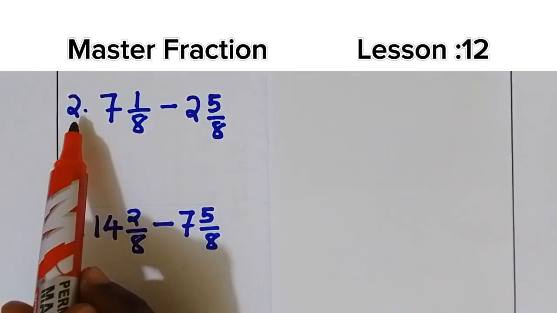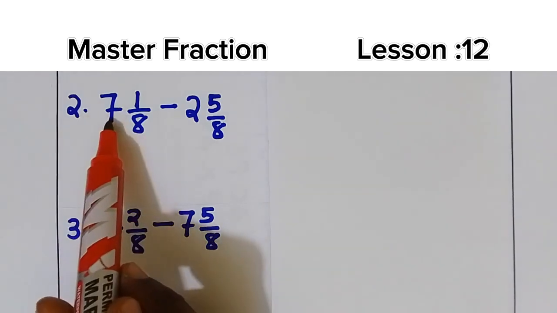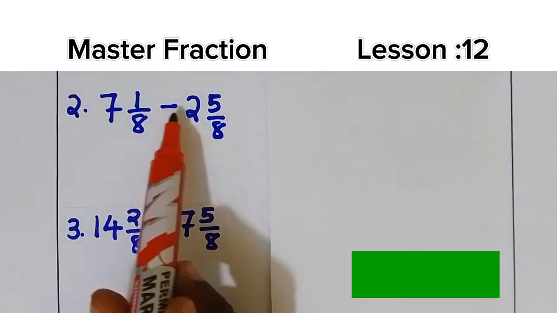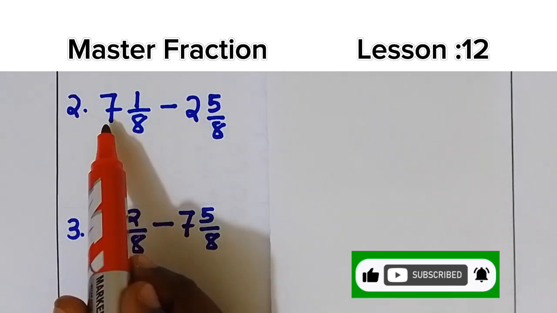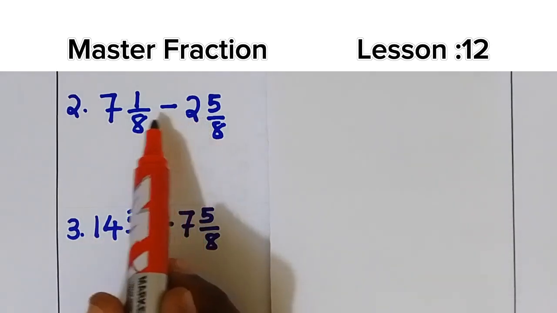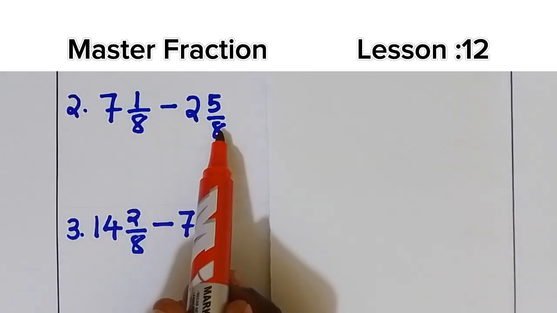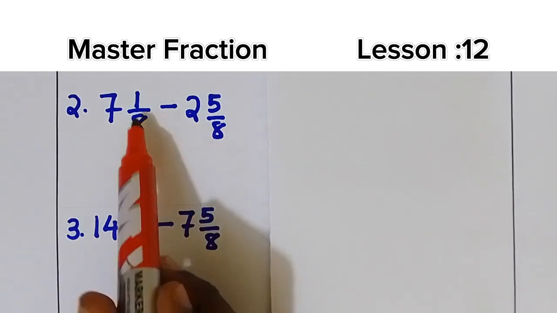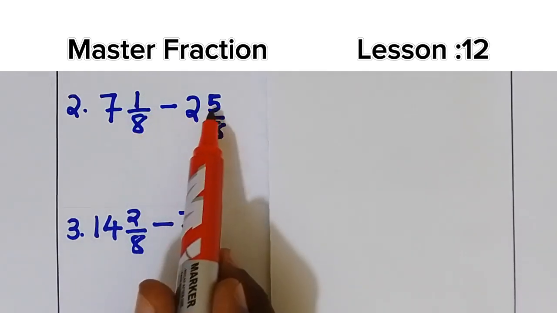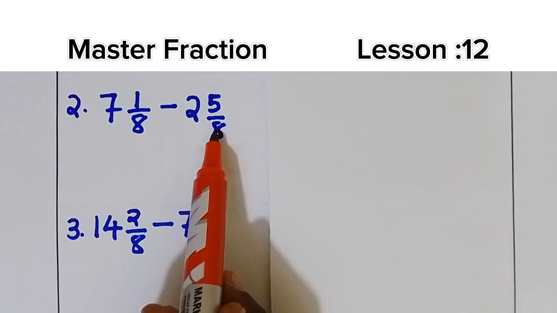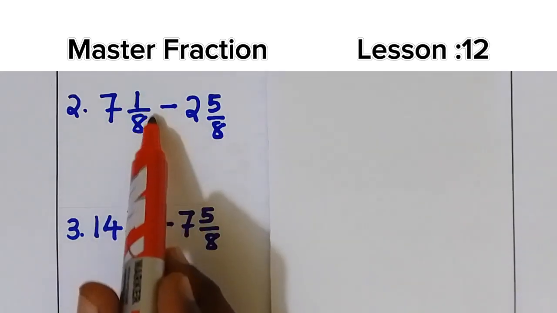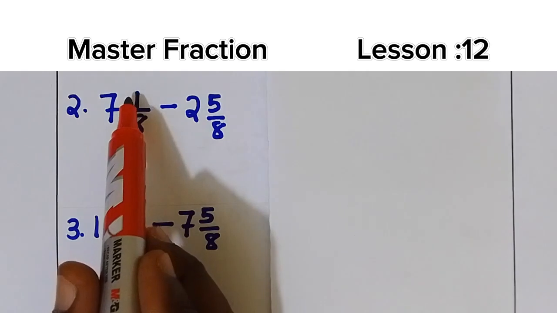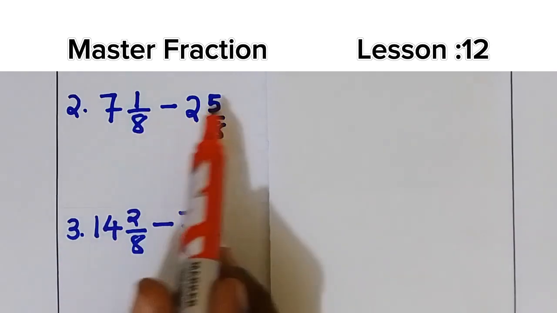Let's go to question number 2. We have 7, 1 over 8, take away 2, 5 over 8. Here we are going to take the whole number, take away whole number, and fraction, take away fraction. But when we look at the fraction part, 1 over 8, you can't take away 5 over 8. So we are going to borrow 1 from 7 and enlarge this 1 over 8 so as to be possible to take away 5 over 8.